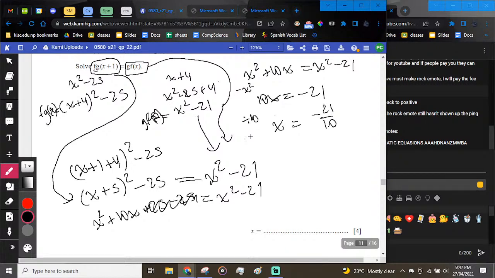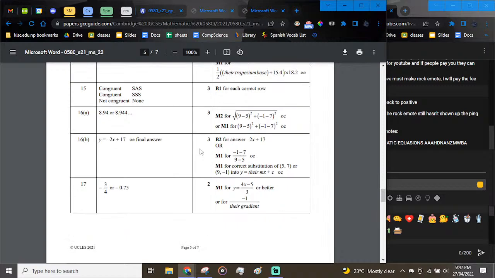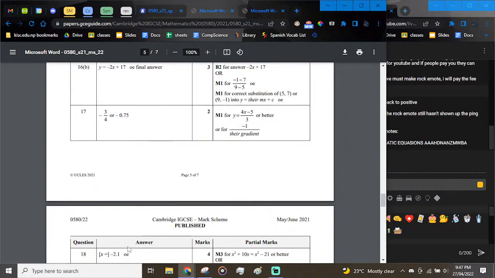Or negative 2.1. Negative 2.1. According to the mark scheme, we are indeed correct. Wow.